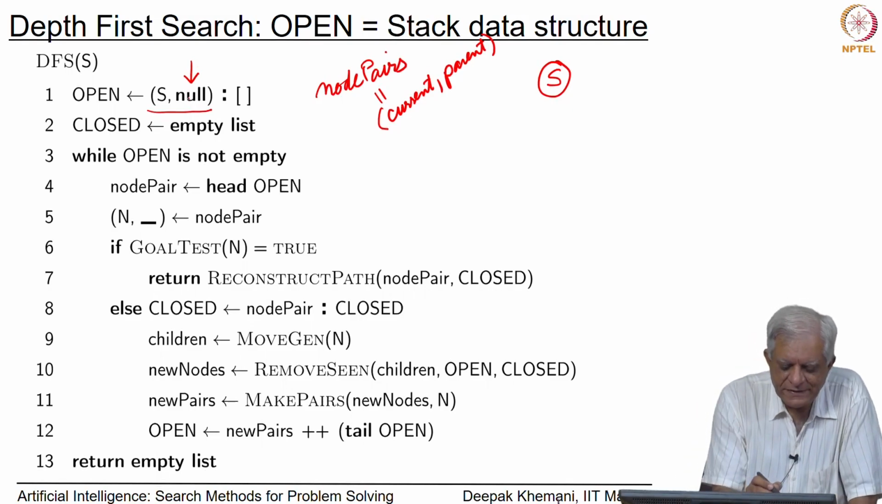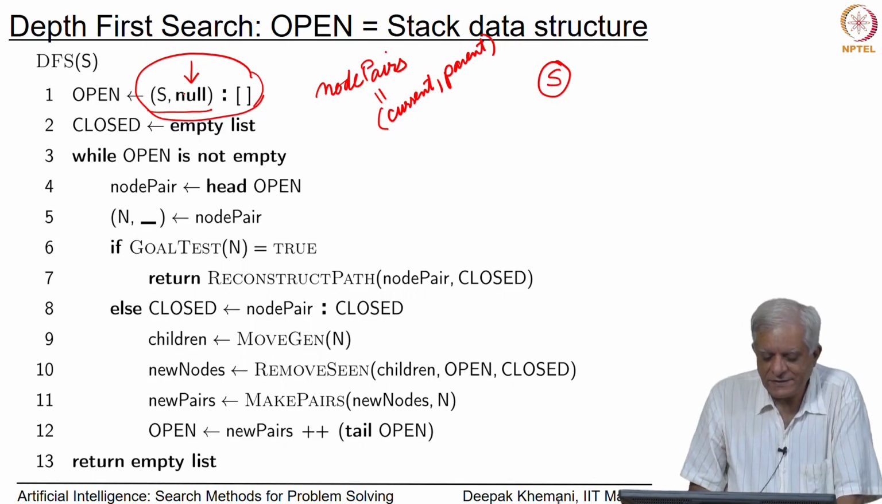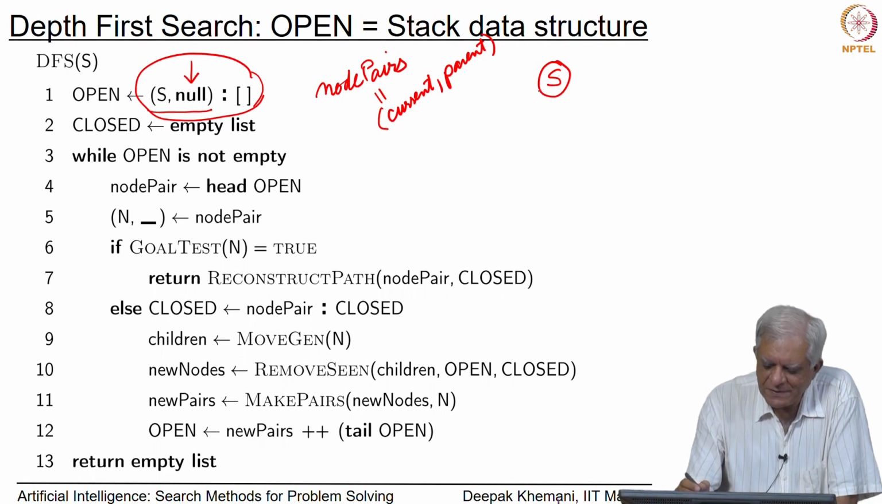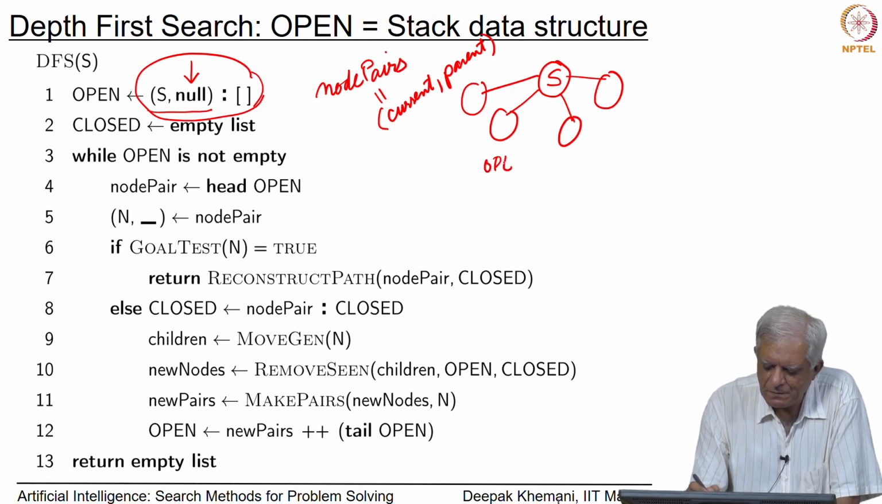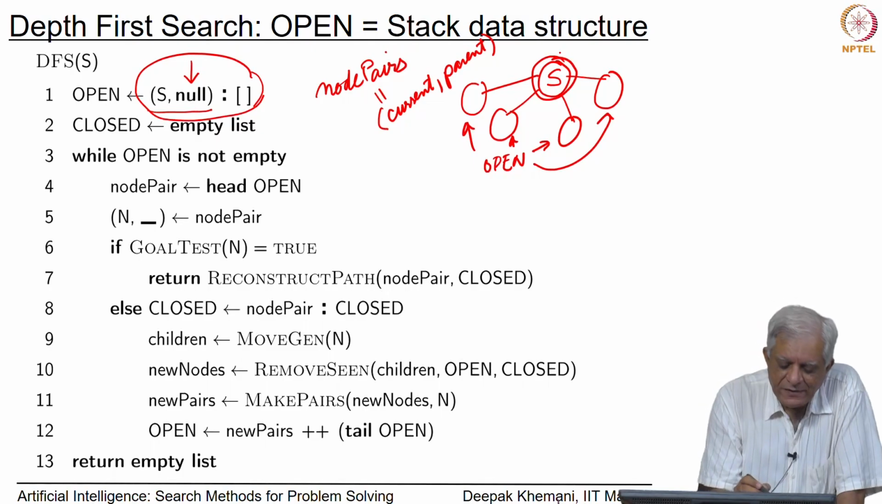Now, remember that this is a list, where the head is this node pair which is S comma null, and the tail is an empty list, because we have not yet started exploring. So, once we explore the space, we would generate its children and then we would add these to open. This will go into open, this will go into open, and this will go into close. We will often denote close by double circles. But initially, as you can see, close is an empty list, because we have not seen any nodes here.